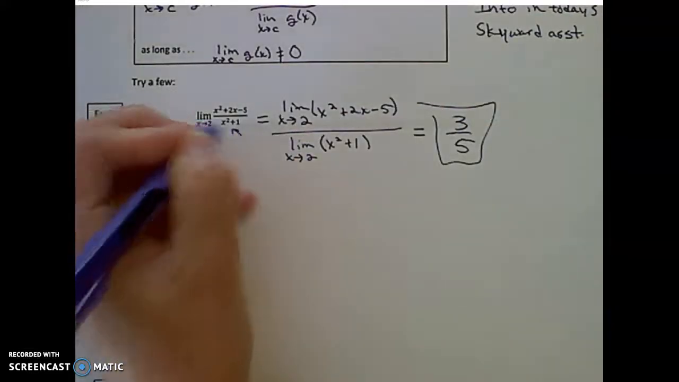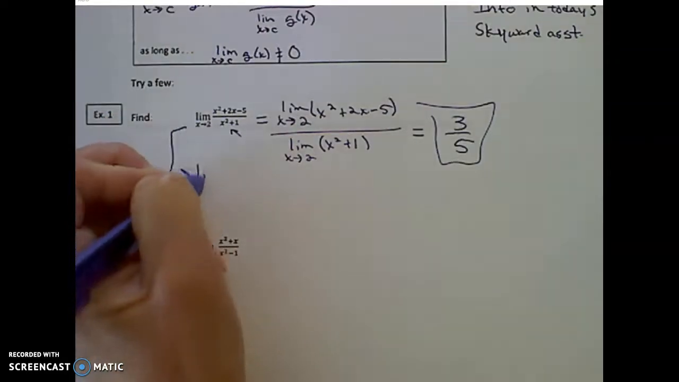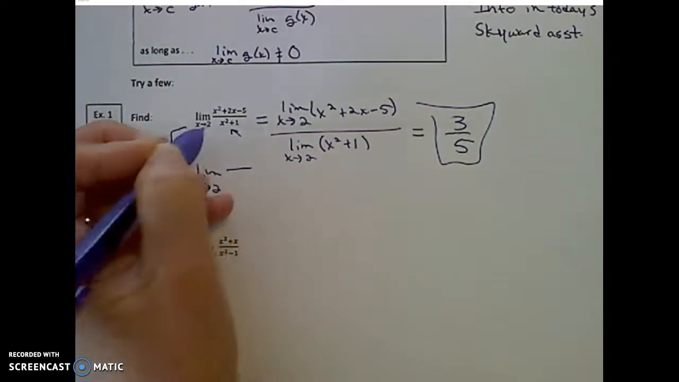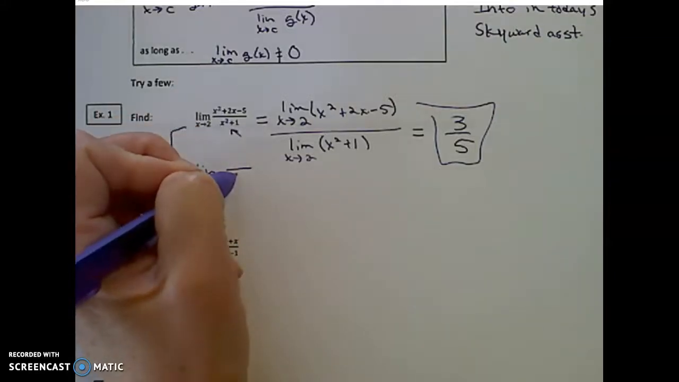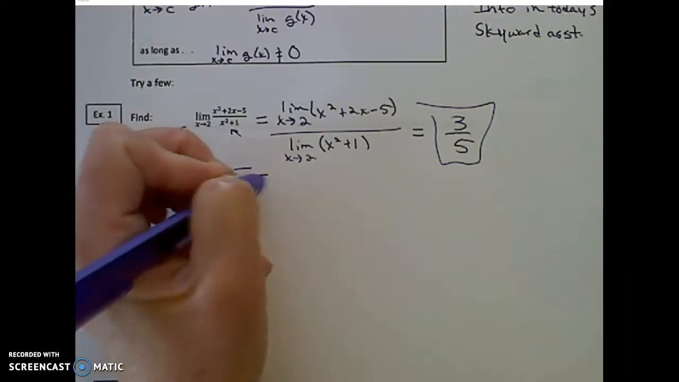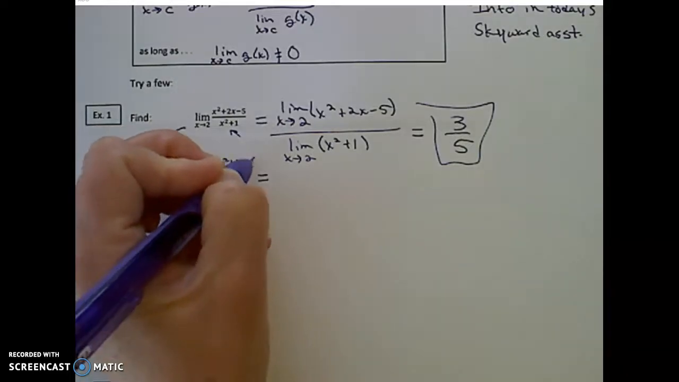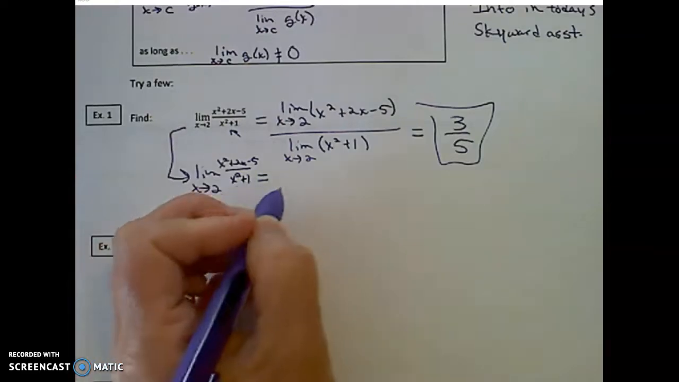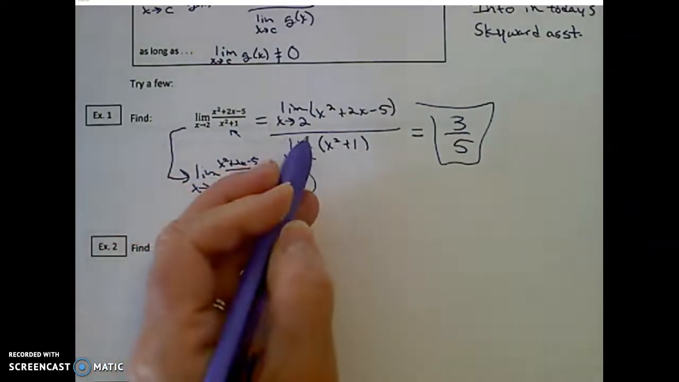If you notice right here that the denominator is not equal to 0, we could have just said it's the limit as x approaches 2 of the quotient, and you can plug 2 in, perfectly fine in the denominator, perfectly fine in the numerator. So you don't have to separate x squared plus 2x minus 5 and x squared plus 1. If you notice that that's okay, we could have just said that's 5, that's 3. You don't have to separate.